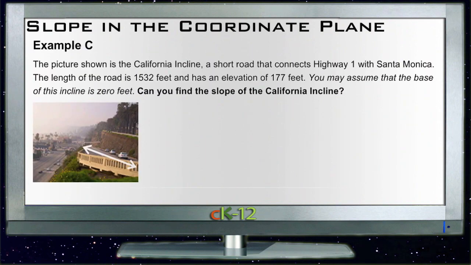Example C says the picture shown is the California Incline, which is a short road that connects Highway 1 with Santa Monica. The length of the road is 1,532 feet, and it has an elevation of 177 feet. We need to find the distance across here so that we can calculate our rise and our run to figure out our slope. Well, we can use the Pythagorean theorem.